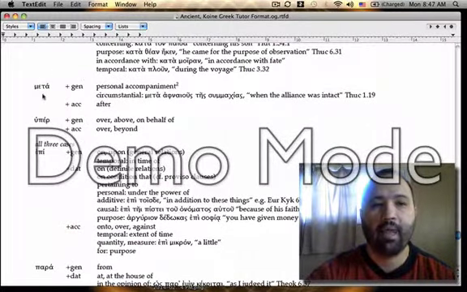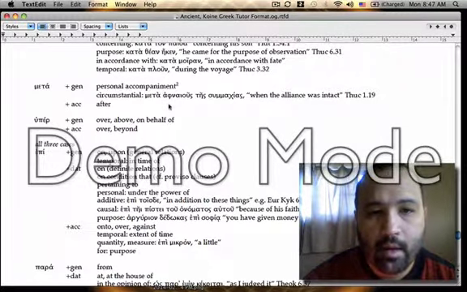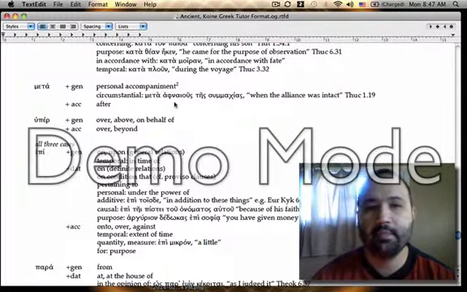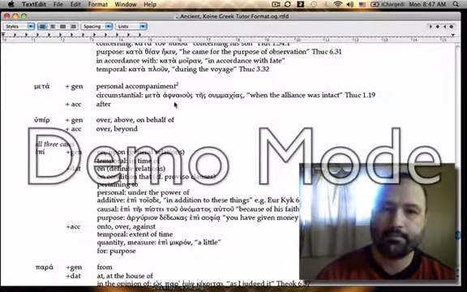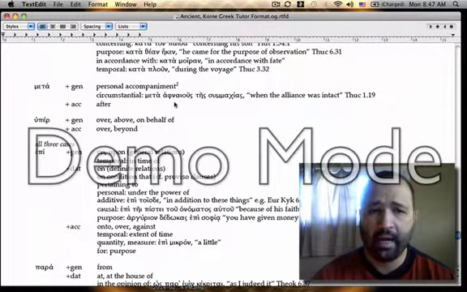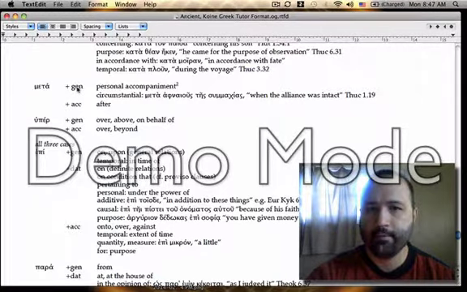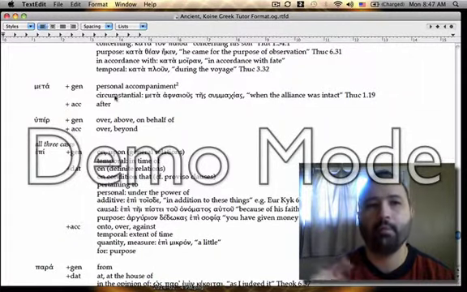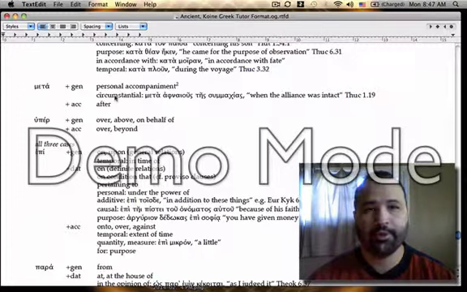Meta, genitive and accusative. Now, we see an example here where it says, meta afneus tis simachias, which means when the alliance was intact. That's meta with the genitive. See that? In this case it means circumstantial, so it can be used in a certain circumstance.